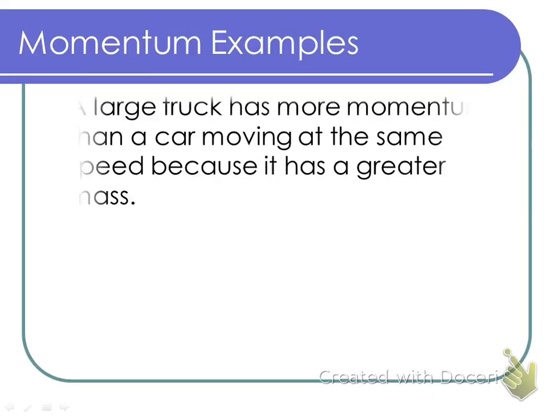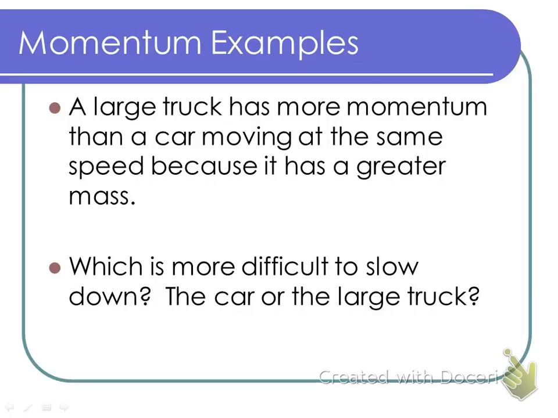Okay? So we're just going to talk through these examples. If you don't want to write them down, that's okay. A big truck has more momentum than a small car moving at the same speed because it has a greater mass. Do you think true or false? True. Okay?